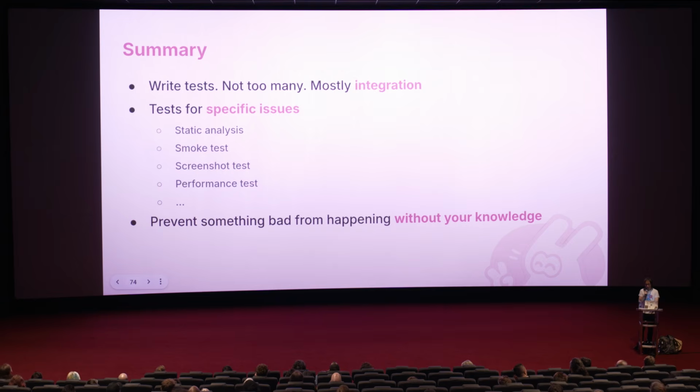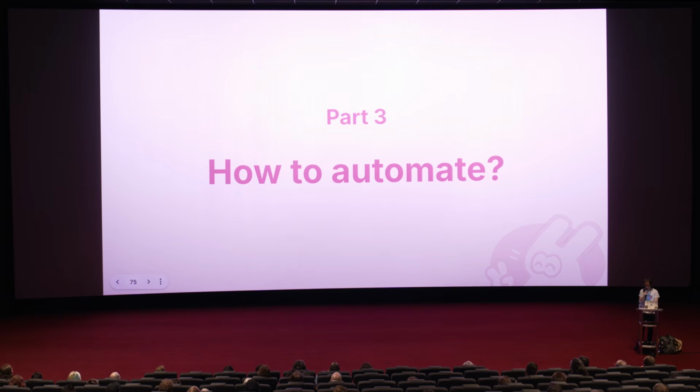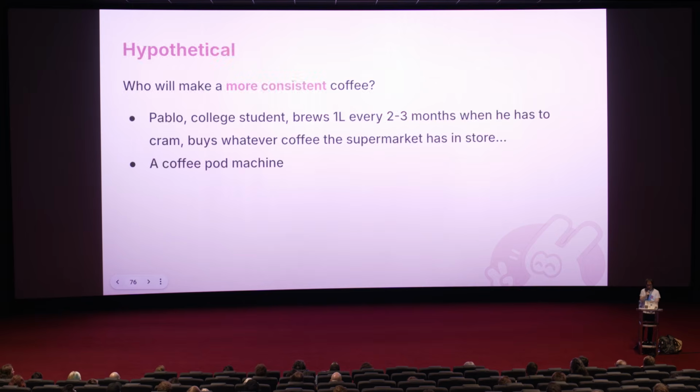And okay, so far we've been talking about how to run automated tests, but we keep running them like pressing a button manually, I mean. So now let's see why that is an error and how to fix it by automation. Let's start with a hypothetical scenario. Who will make the more consistent coffee? And I'm not talking about who will make the best coffee, just which one will be more consistent.